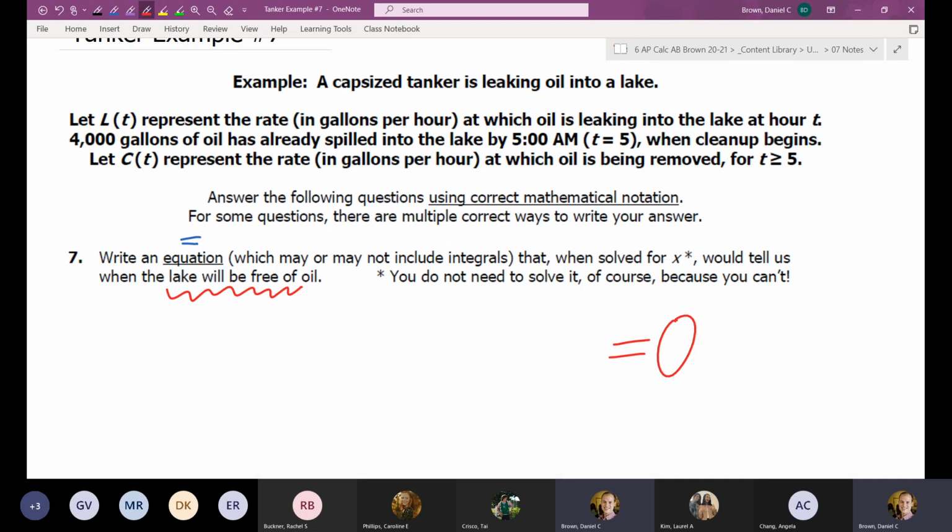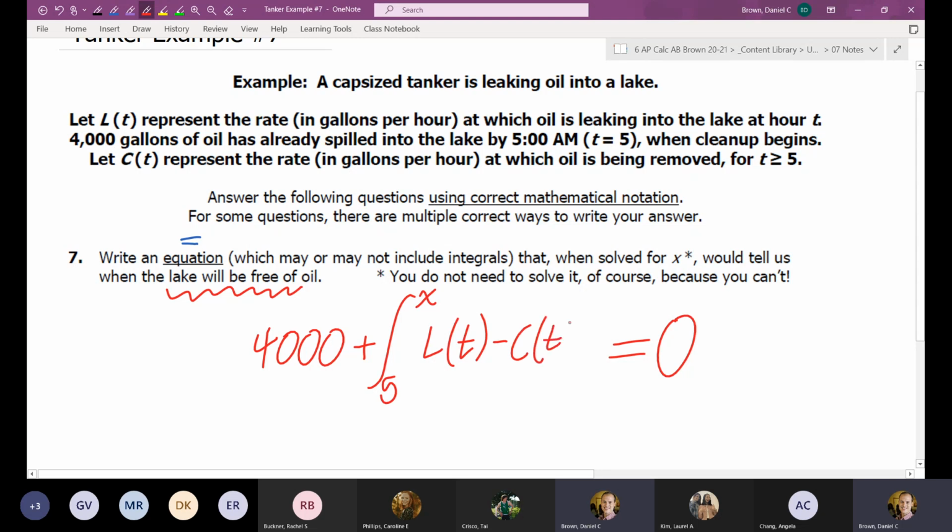How much oil do we start off with? We started off with 4,000 gallons. And then what happened? Well, starting from 5 to some number, do we know what time we're stopping at? No, so that's where the x is going to go. So from 5 to x, if I integrate the rate that it's leaking minus the rate that's being cleaned up, that would be basically the amount of oil. And then we want to show that that would be equal to 0. And of course, I could write that as 2 separate integrals.